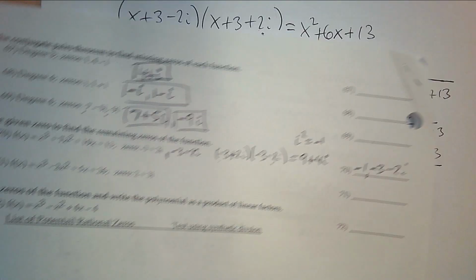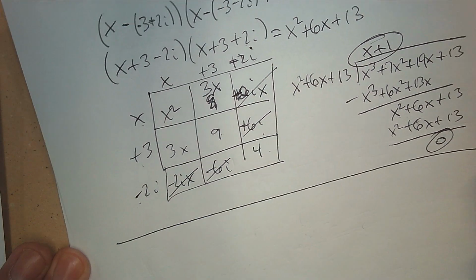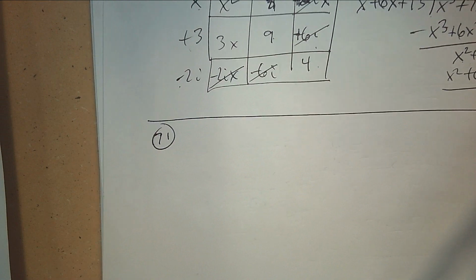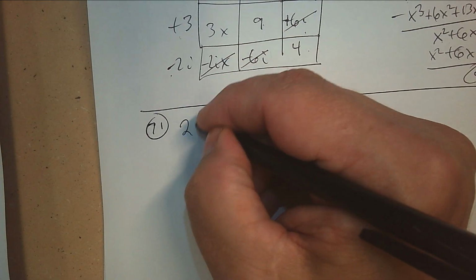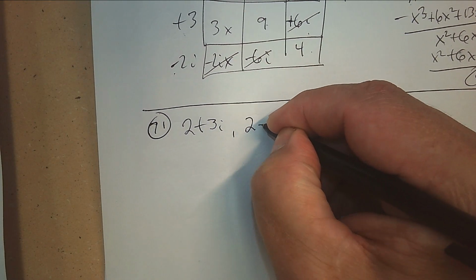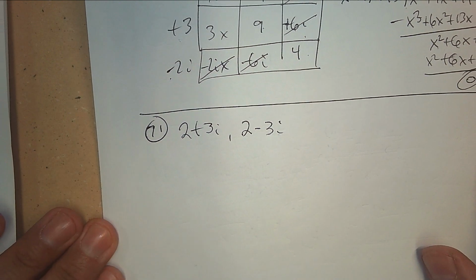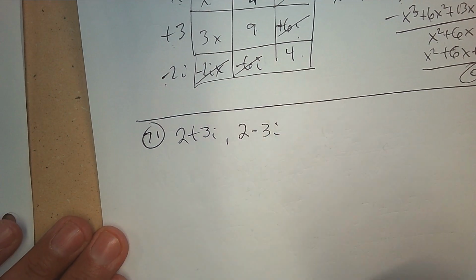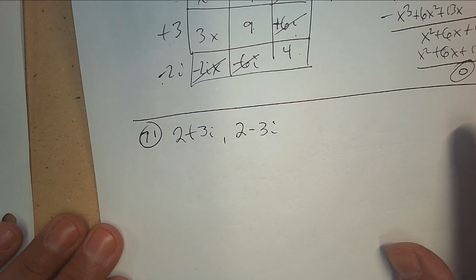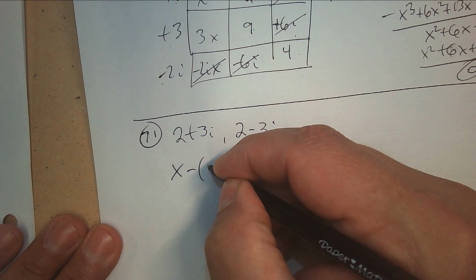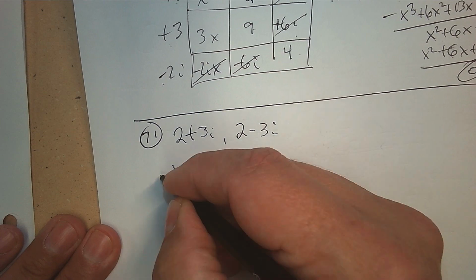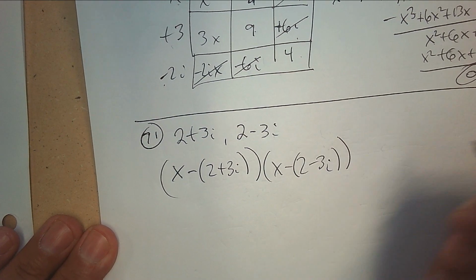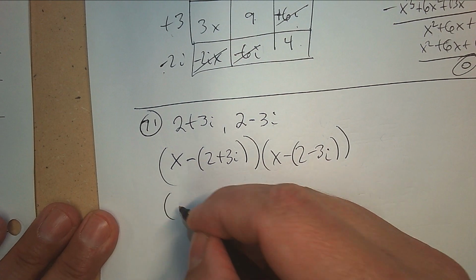Let's try that again. I'm going to do it right from the beginning. So I need to do it on a separate piece of paper. So 71, you have 2 plus 3i. That means you also have 2 subtract 3i. So I'm going to write these as factors. So x subtract 2 plus 3i, x subtract 2 subtract 3i. I'm going to distribute.